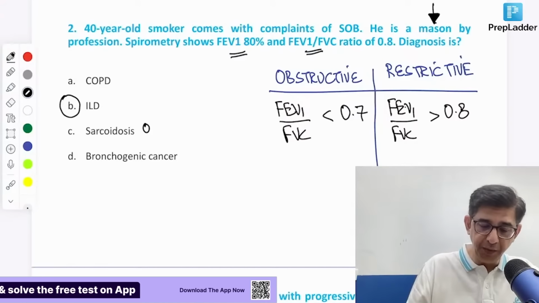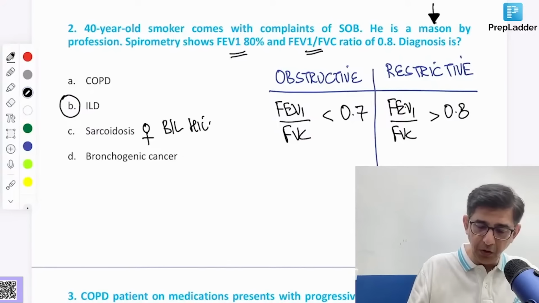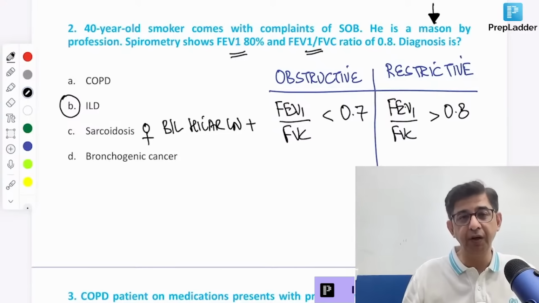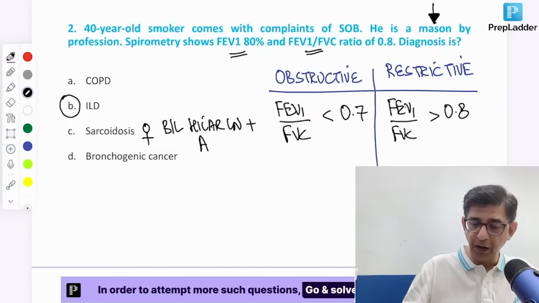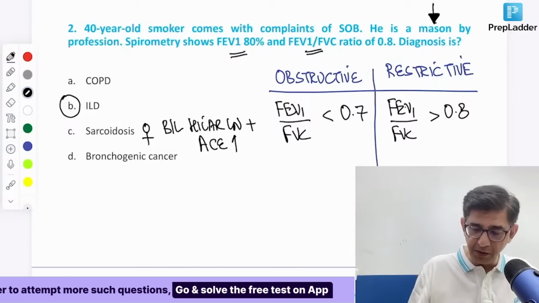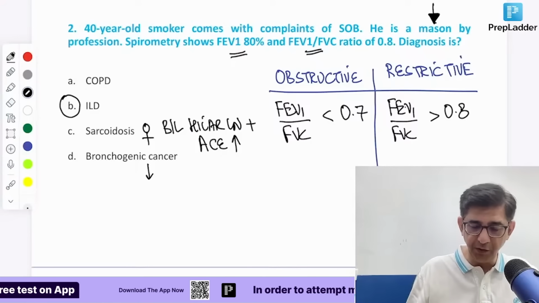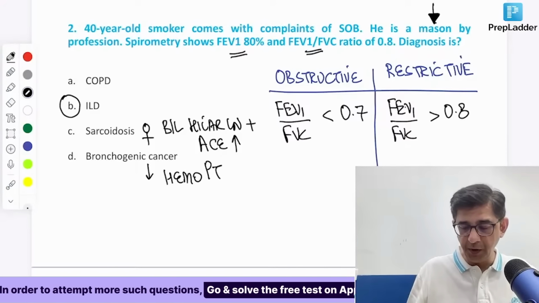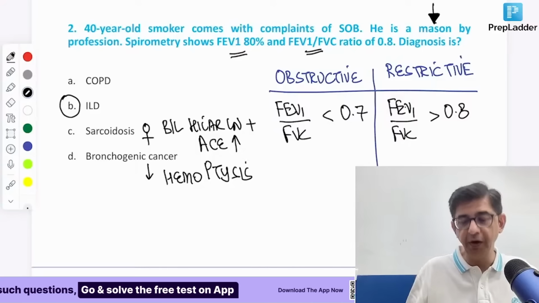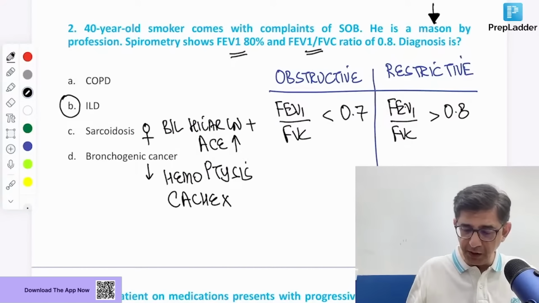Sarcoidosis will be a young female with bilateral hilar lymphadenopathy, not given in this question, where you have non-caseating granulomas. ACE levels are always elevated. Angiotensin converting enzyme levels are always elevated in sarcoidosis. And for lung cancer, he will always have to mention two things. One is hemoptysis. And second, apart from hemoptysis, he will also mention weight loss, that is cachexia. So option number C and D were anyway ruled out.